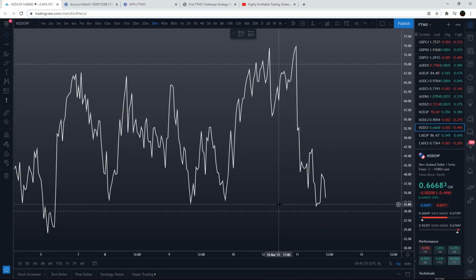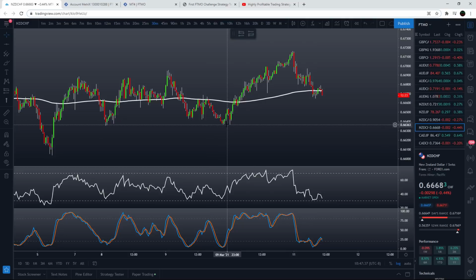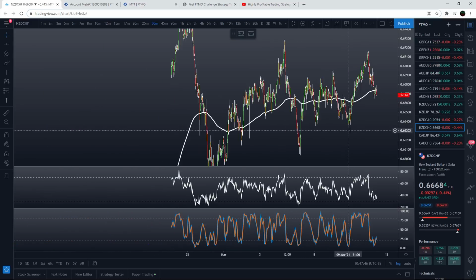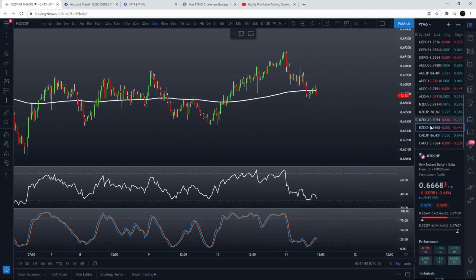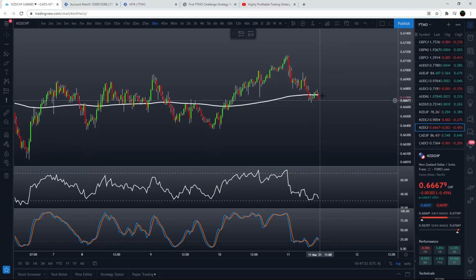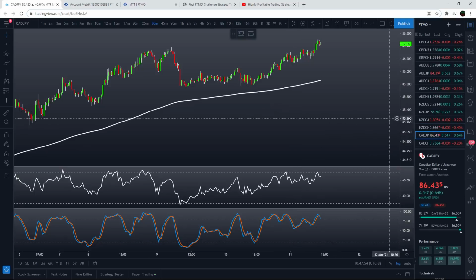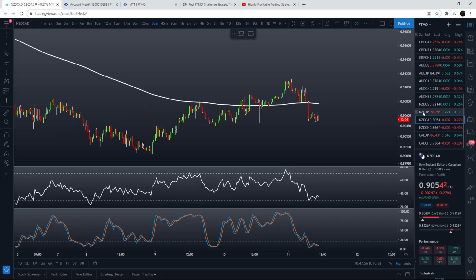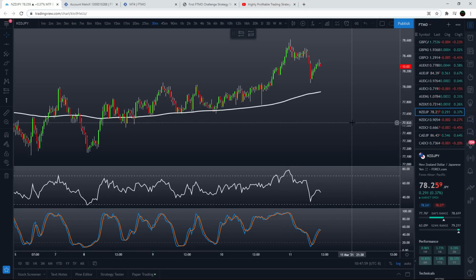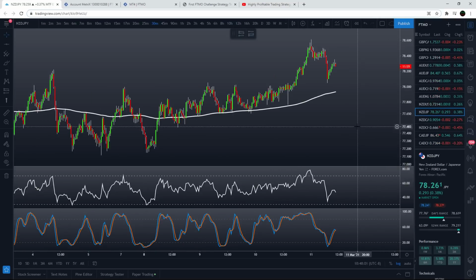Looks like we do get hidden divergence. But, you know, it's breaking down below the 200, so we're not really interested. Well, we can take a look back and see if this one curls up. What did I miss? Yeah, I think that's it. Well, you know, mark down the pairs that you're going to look at and take a look back at them. So that is the scan.